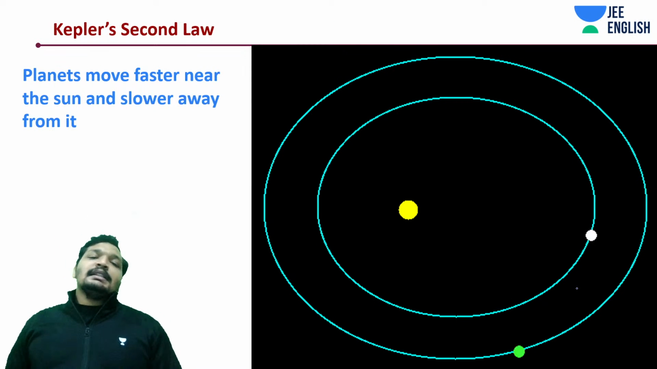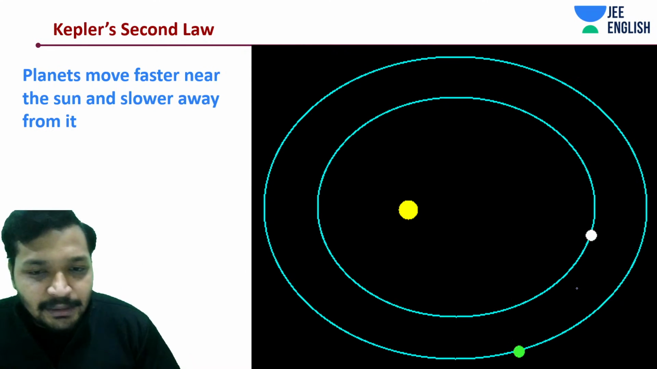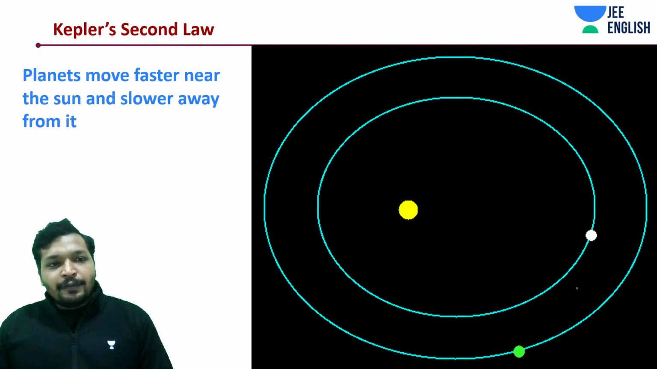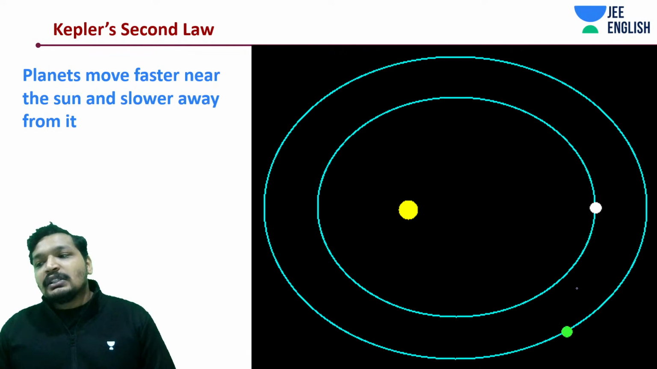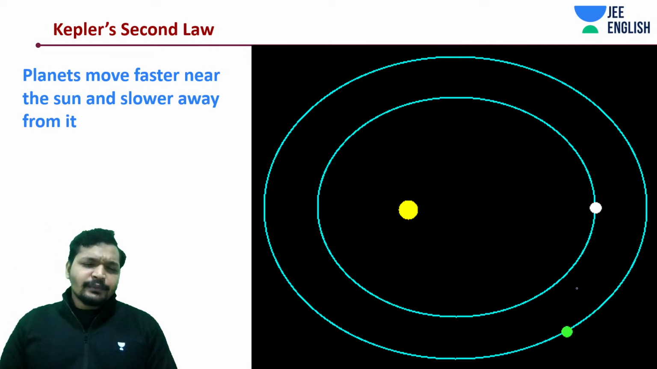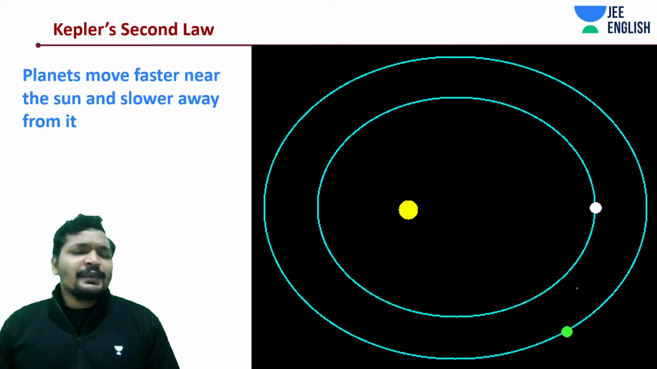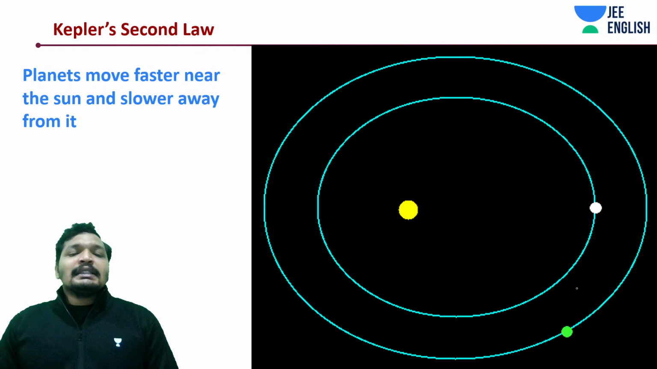And now comes the second law. The second law is also rather simple. Again, few statements. It says that planets move faster near the Sun and slower away from the Sun. Planets really like to move fast near the Sun and slower away from it. Why is that so? Think about it.